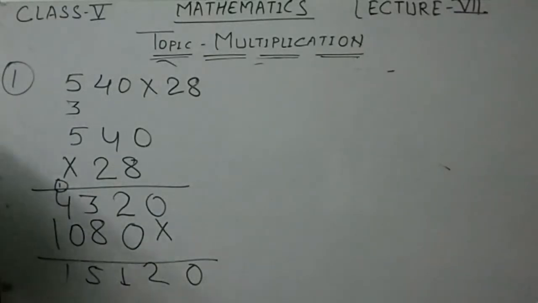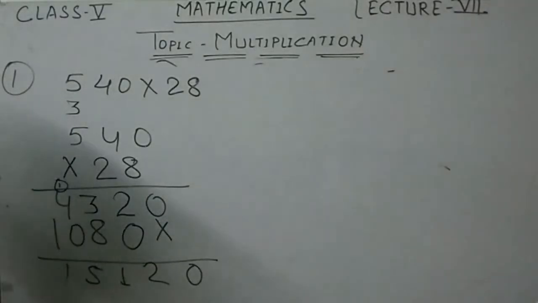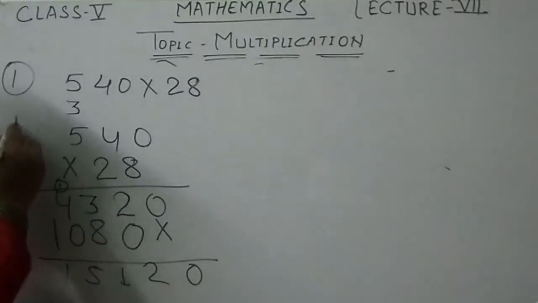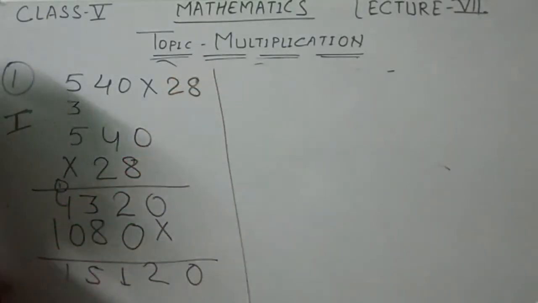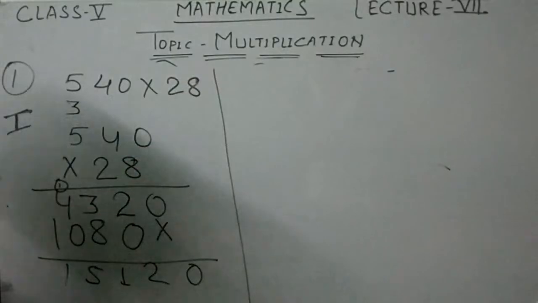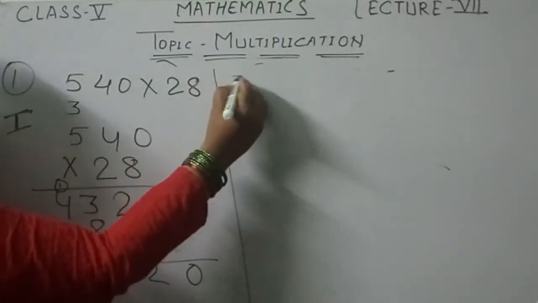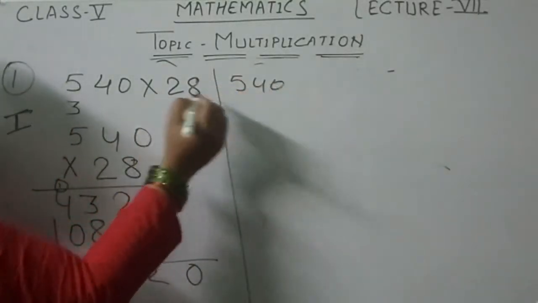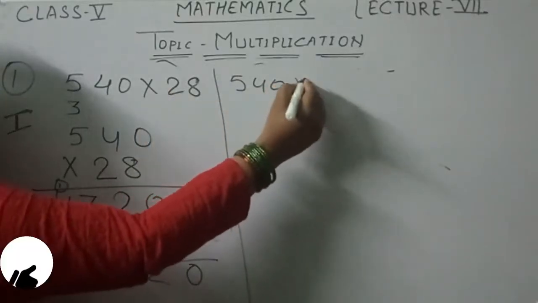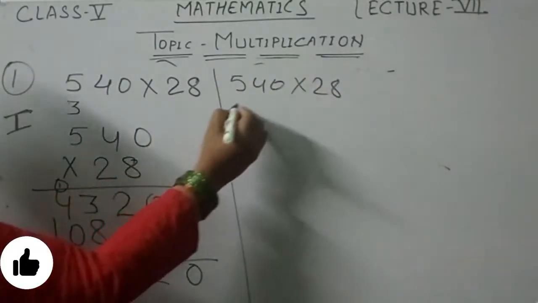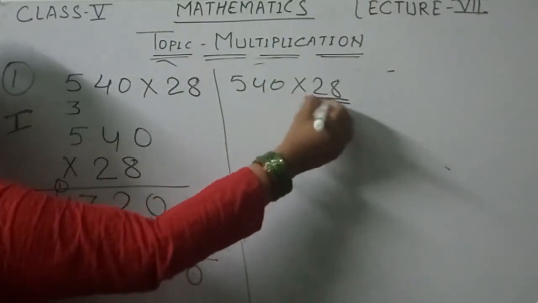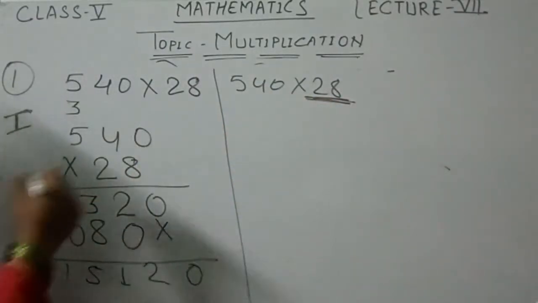Now students, I will explain you another way how to multiply the numbers. This one is the first way. You learned in your previous class. Another way I will explain you here, by expanding the number. Here what is written? 540. Same number I will take here. 540 multiply 28. What do you have to do? Expand the number. This number, you have to expand.